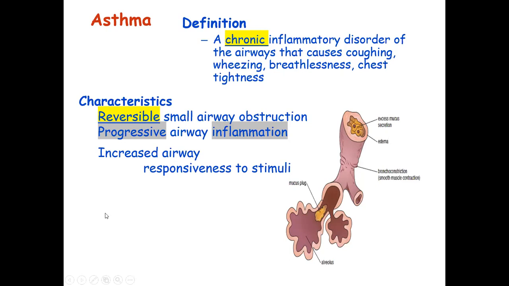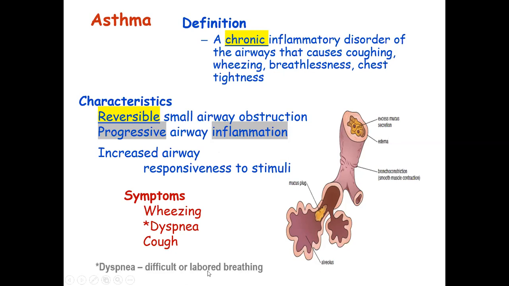So what does reversible mean? It means that when somebody has an asthmatic attack, in time it will reverse, it'll return to normal. It's a progressive airway inflammation. Progressive means that you have inflammation, and if it goes untreated, that inflammation is going to get worse. As it gets worse, it progresses, it just becomes even worse. By progressive inflammation, that just means your airway becomes even more sensitive to stimuli. Symptoms are wheezing, dyspnea, and cough. And dyspnea just means labored breathing.